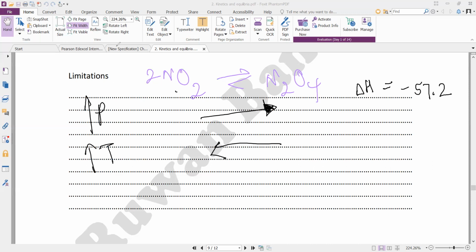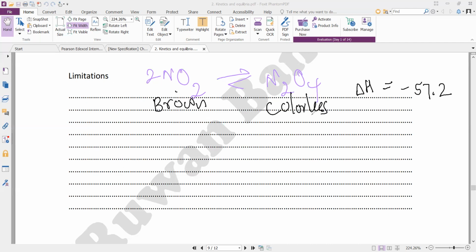So this reaction is important, right? When you increase the pressure, the position of the equilibrium favors the right hand side. This is brown color and this is colorless. So you can observe the color. If you increase the pressure, what is the observed color? Not brown. It becomes pale brown.